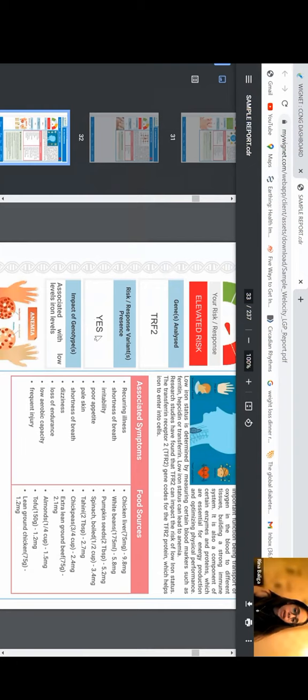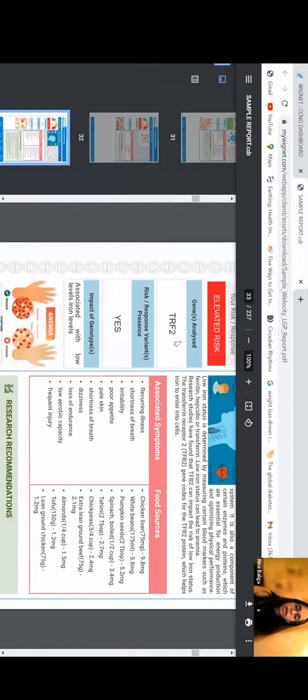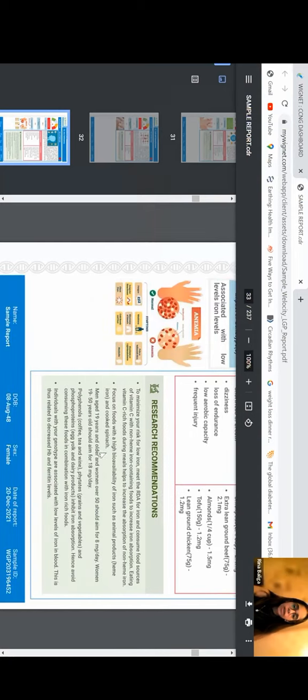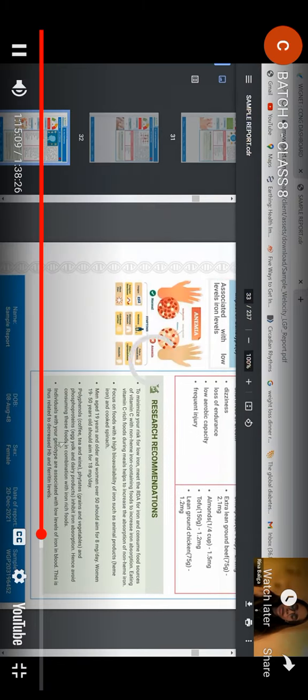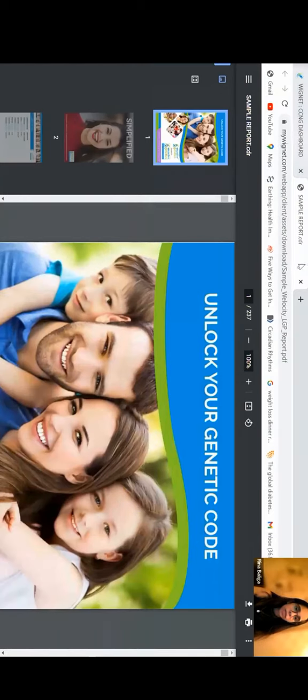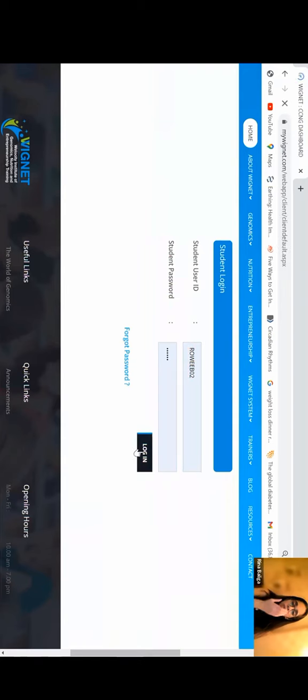So here the risk variant is present, which is why this particular meter shows elevated risk. Now the associated symptoms, the food sources to consume, everything is given here, right? And also the research recommendation. And finally, okay, so this is the report that only talks about the genetic aspect. But when we talk about the action plan, that is done not only on the basis of the genetic report, but also taking into consideration the person's current health issues. Okay, and that is the main reason why we give an action plan. But now, what would have been the need? The genetic report would suffice, right? It has everything in it.